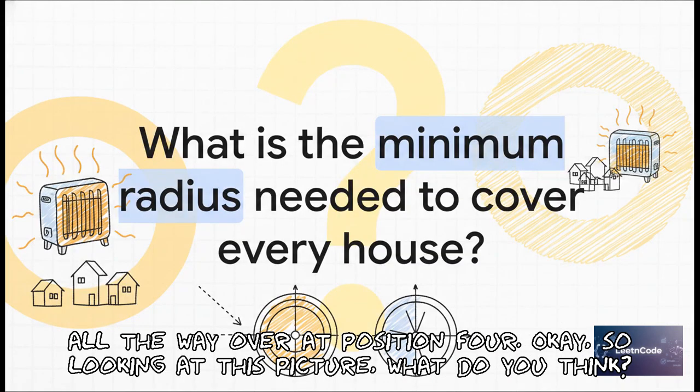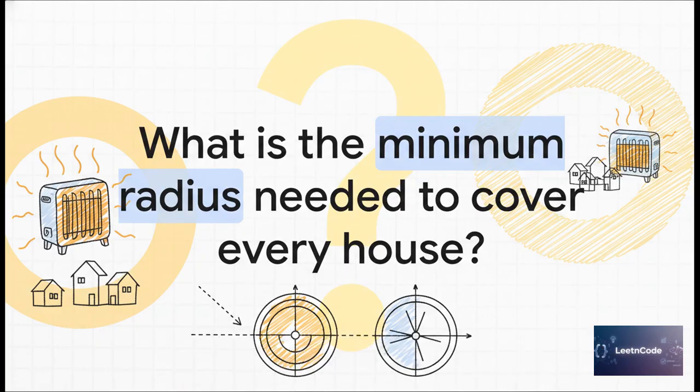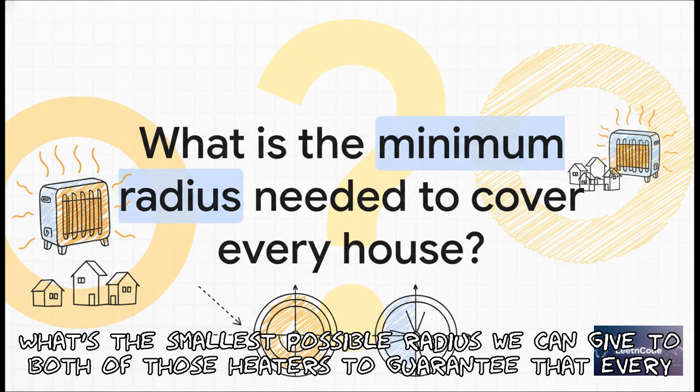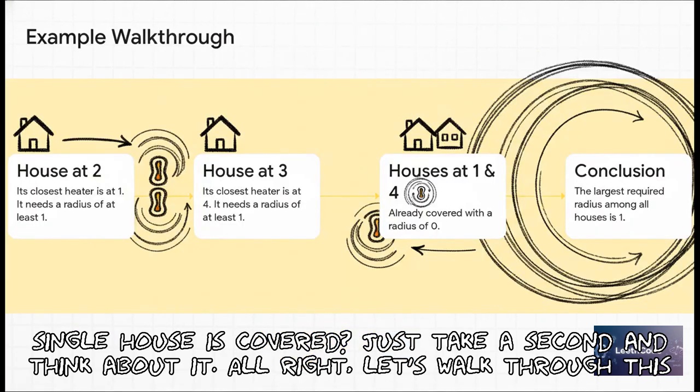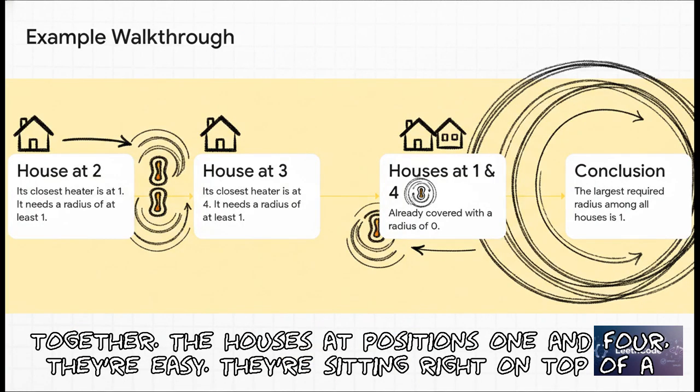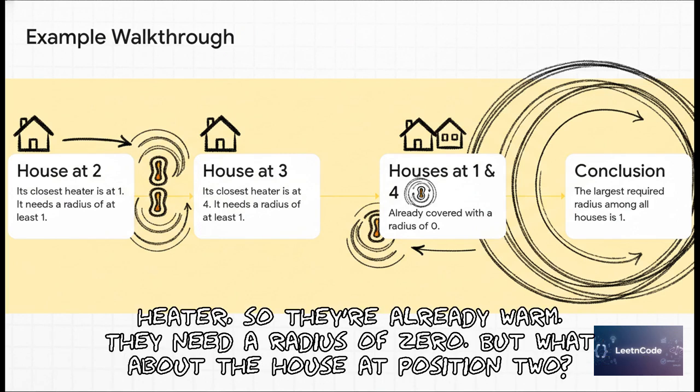Okay, so looking at this picture, what do you think? What's the smallest possible radius we can give to both of those heaters to guarantee that every single house is covered? Just take a second and think about it. All right, let's walk through this together. The houses at positions 1 and 4, they're easy. They're sitting right on top of a heater, so they're already warm. They need a radius of 0.